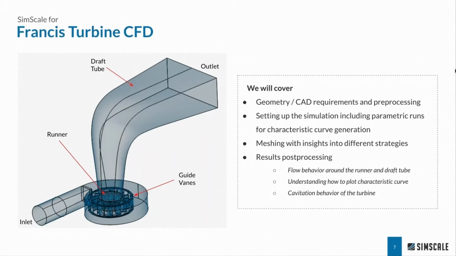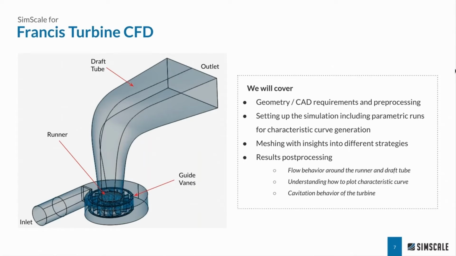I'm Omar, one of the application engineers with the SimScale team. What I'm going to do is walk through the workflow of how you set up a simulation within SimScale. We'll start with understanding the requirements of the geometry that you can bring in and how flexible that is, and then walk down the workflow of setting up a simulation to generate a characteristic curve for a Francis turbine. I'll also give some insight on the post-processing side of things.